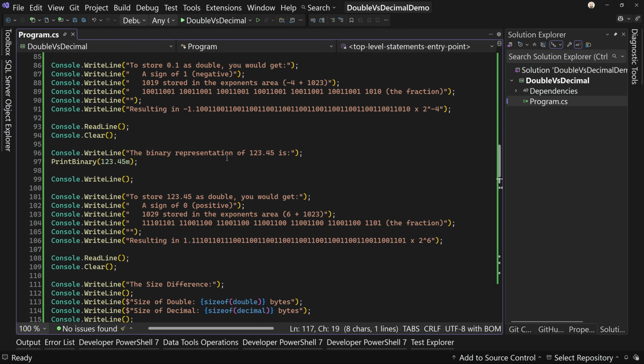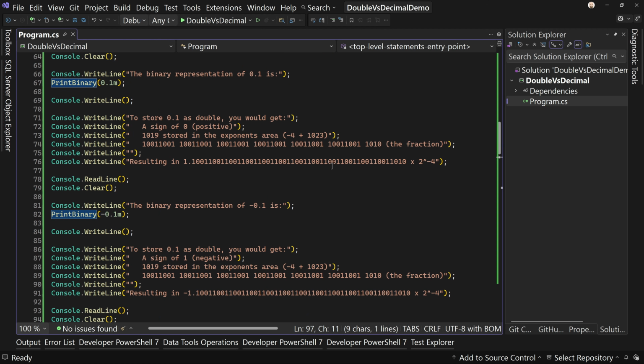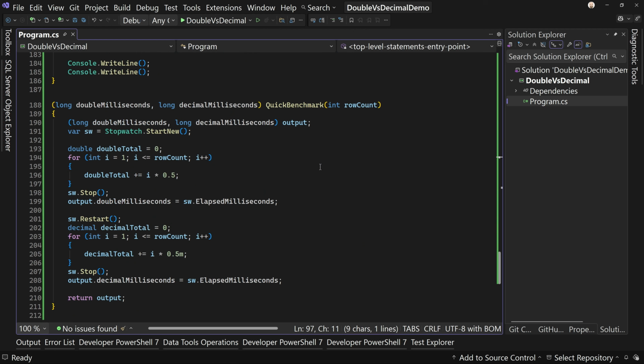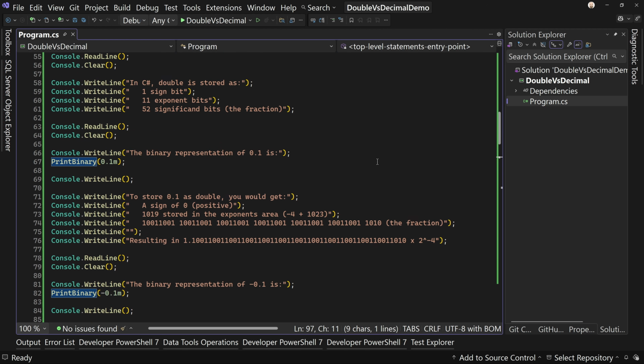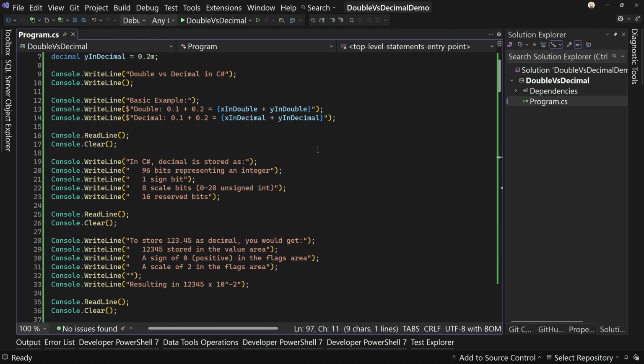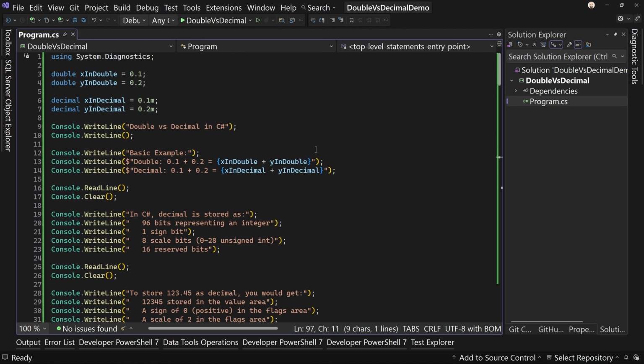Up here we have the binary representation of a number. I just pass that number in. So you can change that and look at it and actually count out to figure out how the number would be stored on disk. Okay. So all of this you can play around with. There's the methods down below. This is all just in one program.cs.